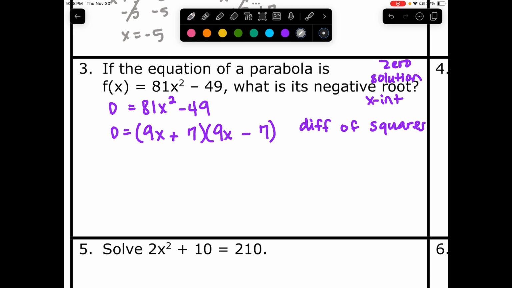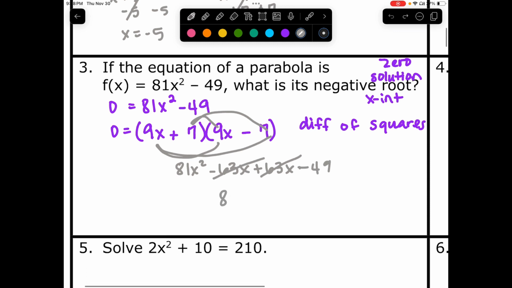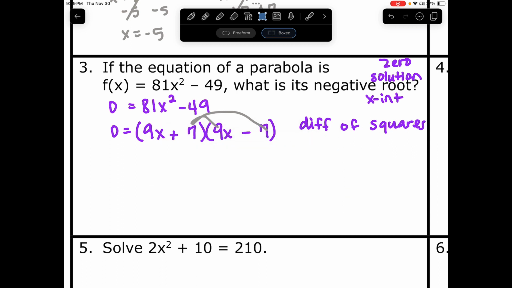The reason why this works is, well, we know that this works because if you multiply that, you get 81x squared. If you multiply that, you get, brain fart, my bad, 63x. If you multiply that, you get plus 63x. And if you multiply that, you get negative 49. These are going to zero out, so you end up with 81x squared minus 49. So you still end up with the same thing. That's the magic of difference of squares.